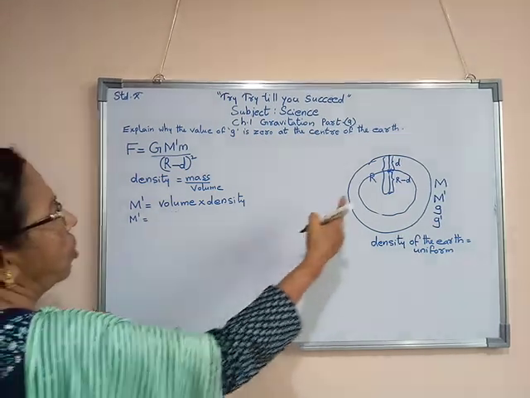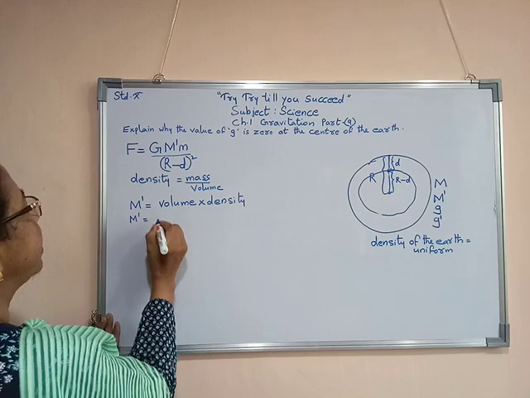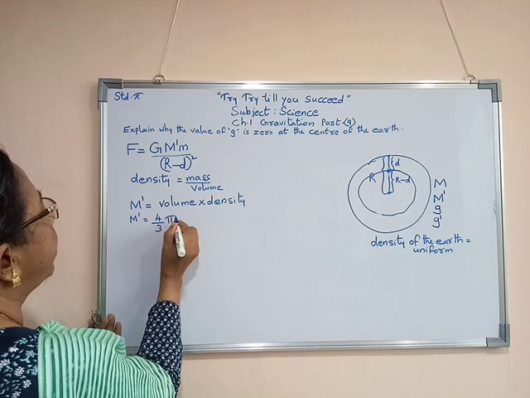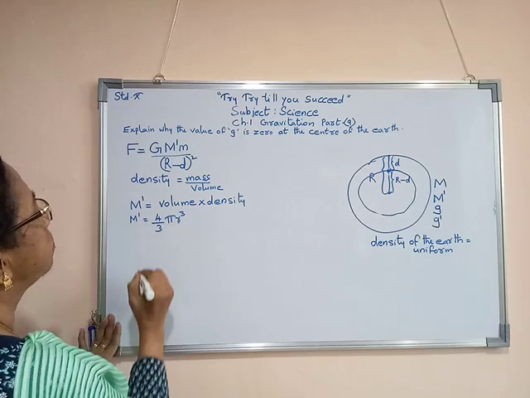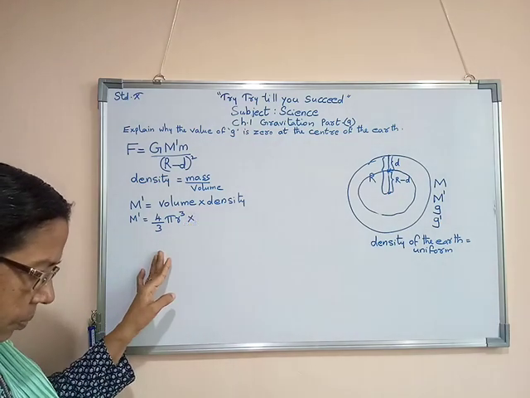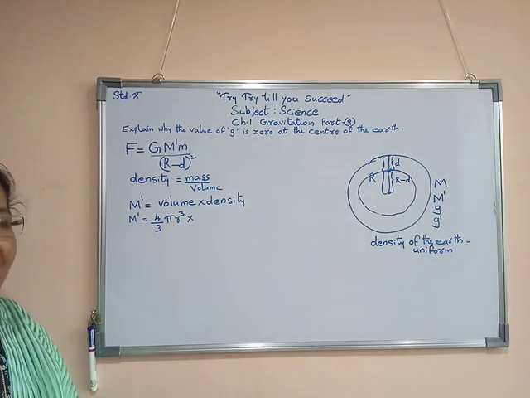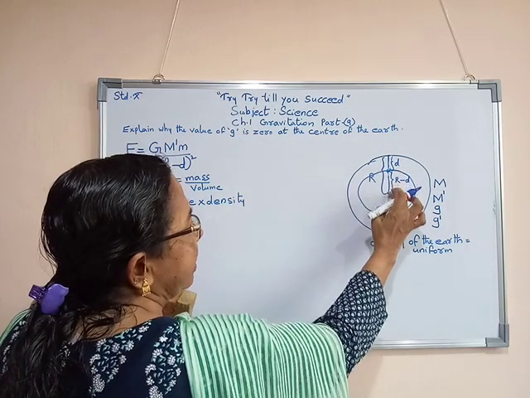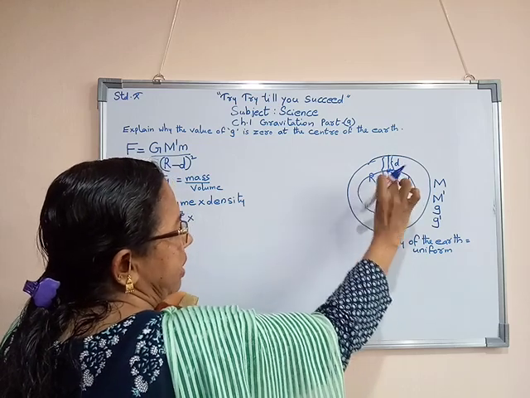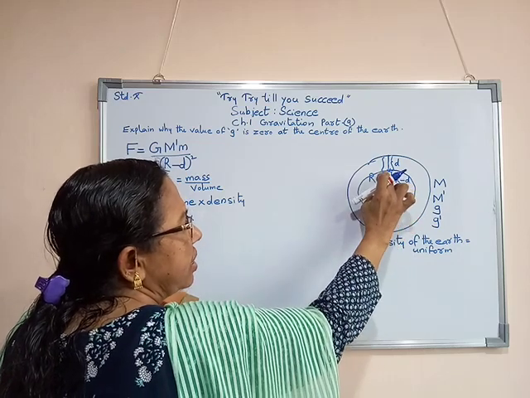Now I want to write the volume of this sphere. Already you studied this in your mathematics. So we will write now 4 upon 3 pi r cube into. Now here this r cube is there, so that r means here I am writing the radius of the earth from the center towards the object. So we can write that it is the distance of the object from the center.